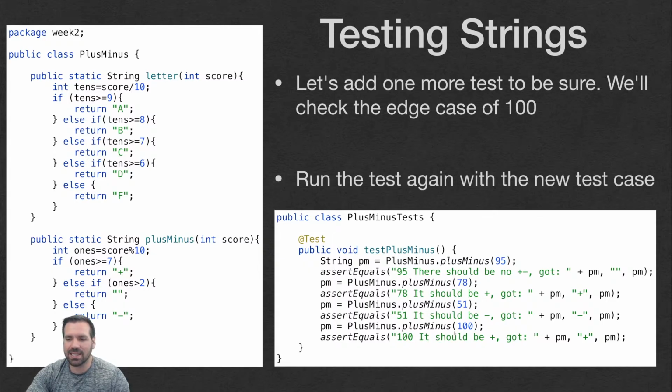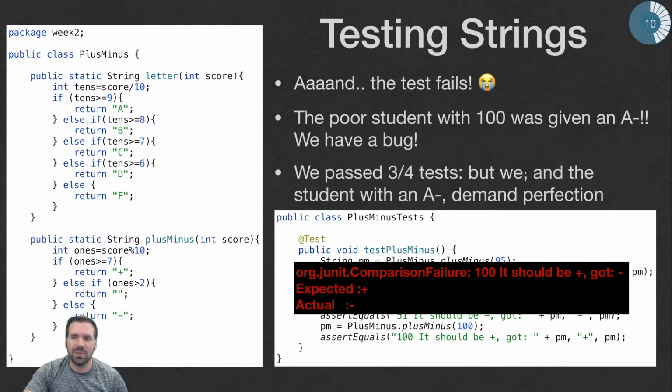So we add this test case of 100. We expect a plus. That should be an A plus. They're not getting that score. They're getting an A minus instead, which is horrendous. This student demanded perfection, and we demand perfection on our tests as well. If we write a test case and our code fails it, our code is wrong. Like, it's just wrong. So we need to do something about that.